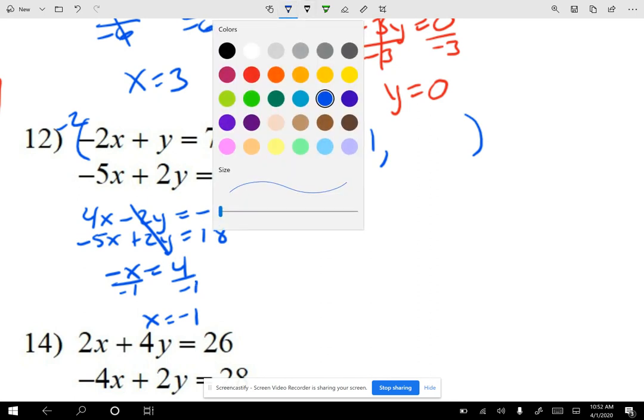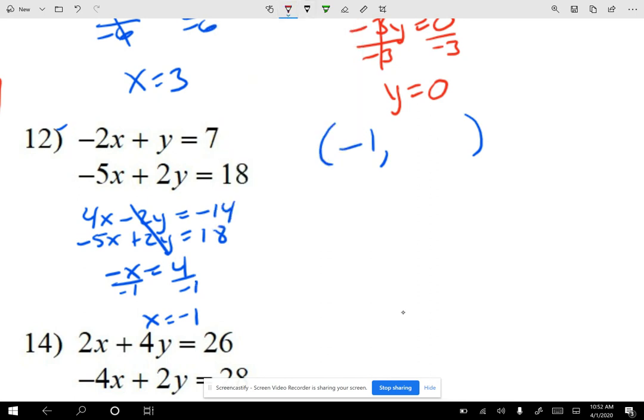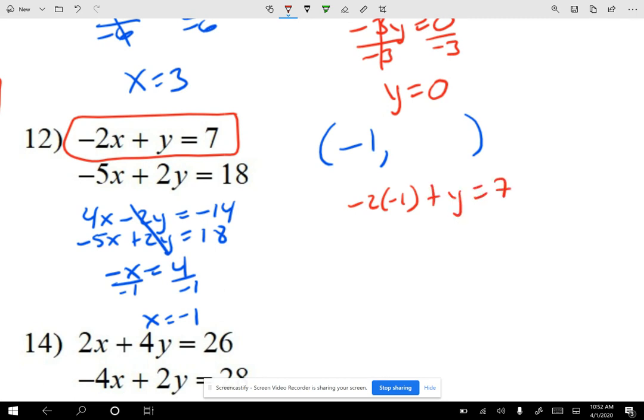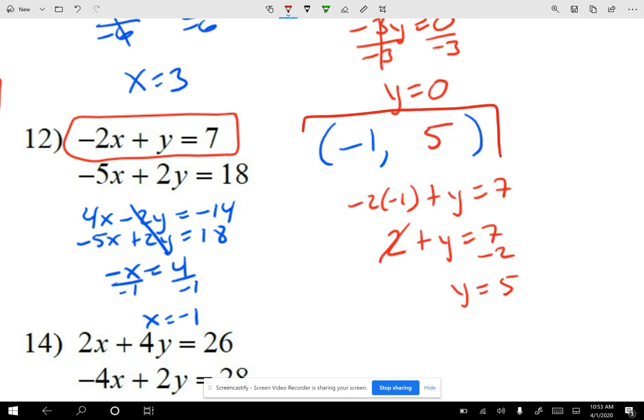Now let me solve for y. I'm going to use any equation that I have. Let me choose this first one before I multiplied. I have negative 2 times x, so negative 2 times negative 1 plus y is equal to 7. I know negative 2 times negative 1 is positive 2. So positive 2 plus y is equal to 7. My 2, let me move it over. So I have that y is equal to 5. So I know my y value. Once again, make sure when you type your answer, there's a space after the comma.